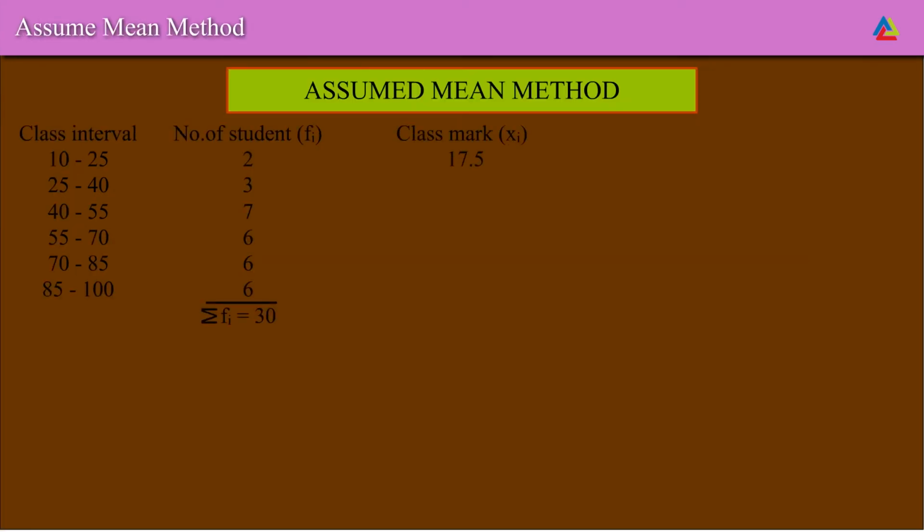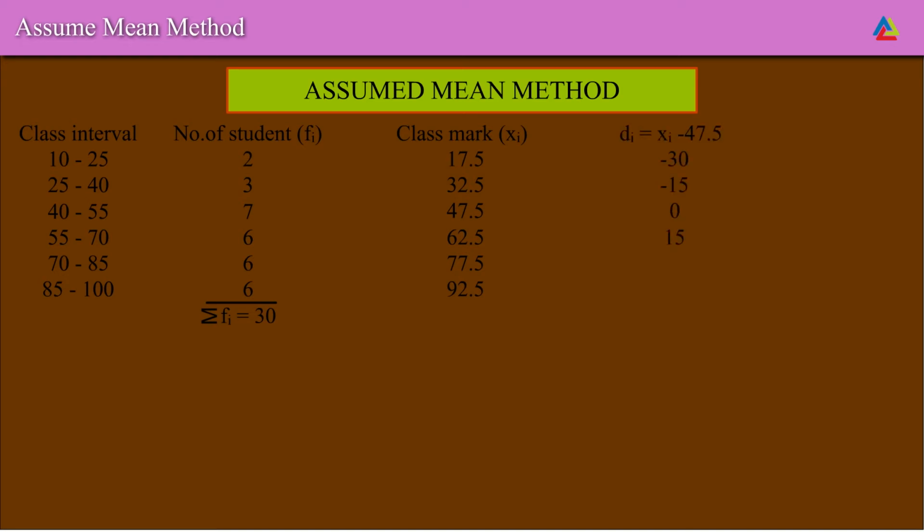Using direct method, we have to do many calculations. In order to get rid of such calculations, assumed mean method is used. Calculations up to class mark remain same. In this method, we choose one value among the xi as assumed mean and denote it by A. Here, we select A as 47.5.